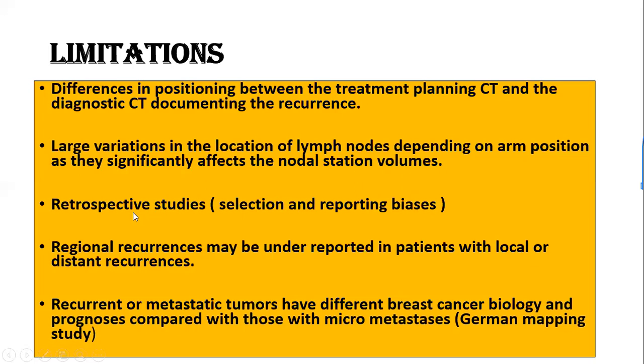And again, all these studies are more or less retrospective, so there might be selection and reporting biases as well. And regional recurrences may be underreported, because when there is a local relapse or distant recurrence, we often fail to report the regional recurrence. So apart from this, the cancer biology also is very important, because the cancer biology when the patient first presents is comparatively different when the patient comes up with recurrent and metastatic disease.